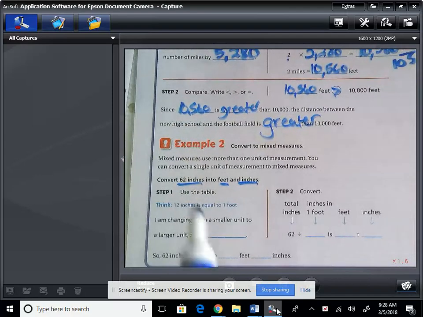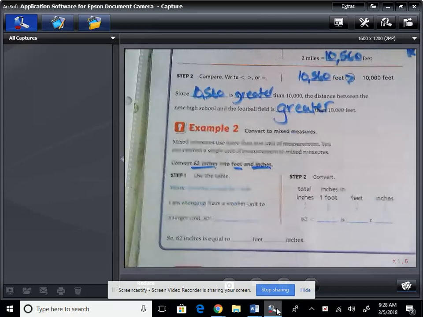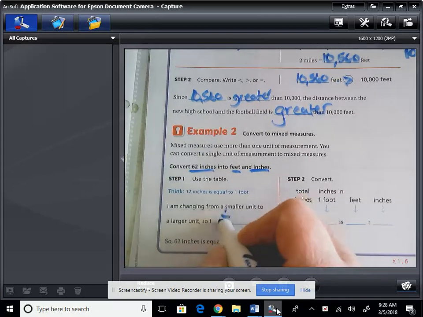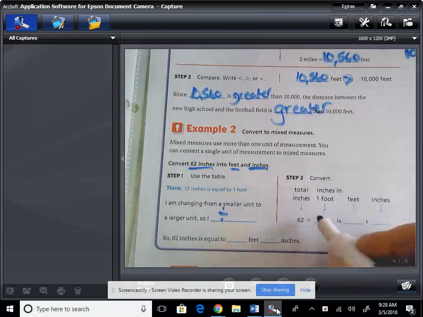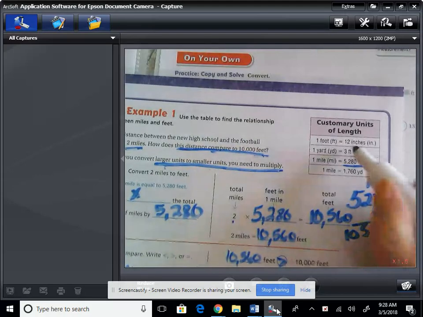And let's look at this. I am changing from a smaller unit to a larger unit. So what will I do? I will divide. When I go smaller to larger, I divide. When I'm going larger to smaller, I multiply. So I have 62 inches, and divided by how many inches are in each foot? Well, if I look up here, I know there are 12 inches in each foot.